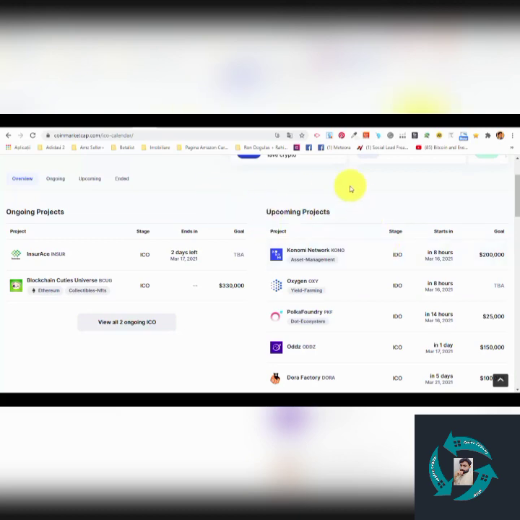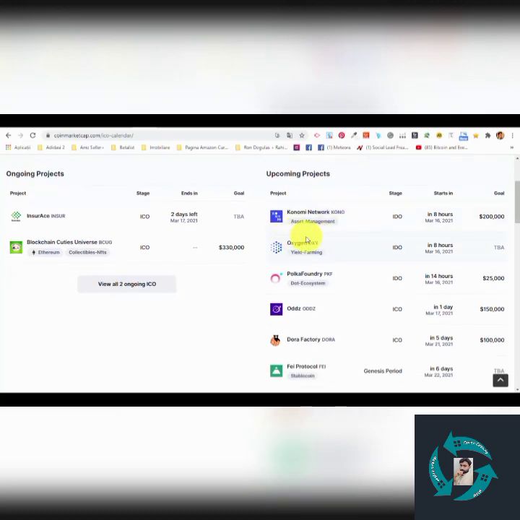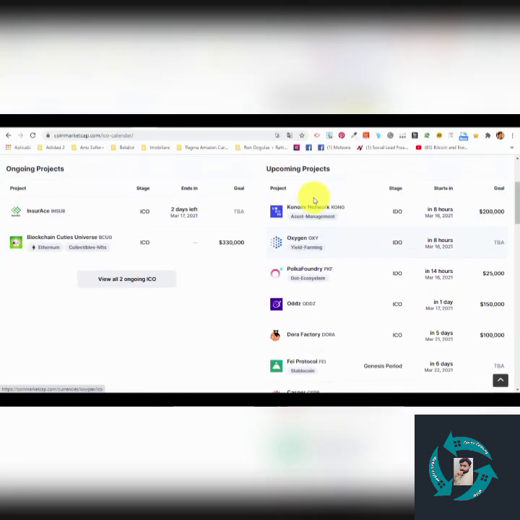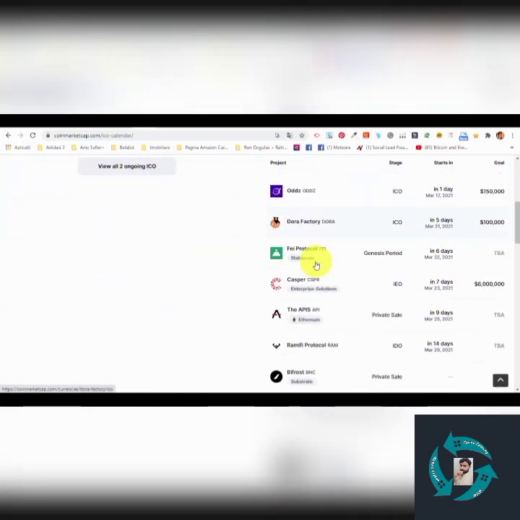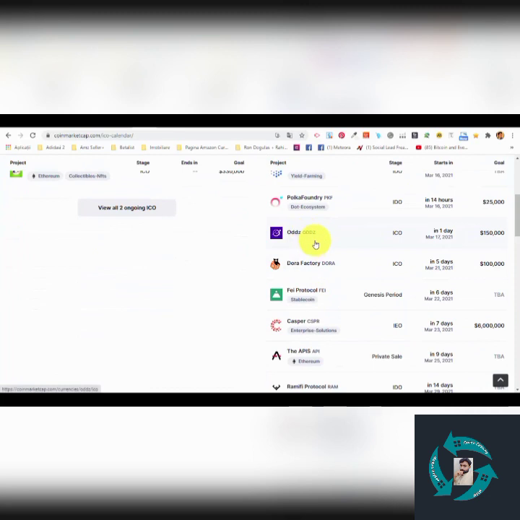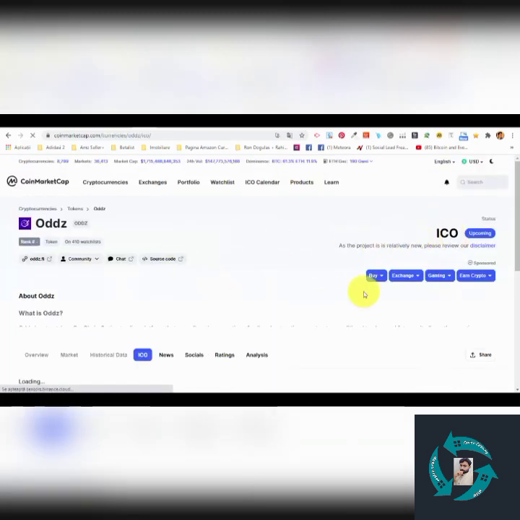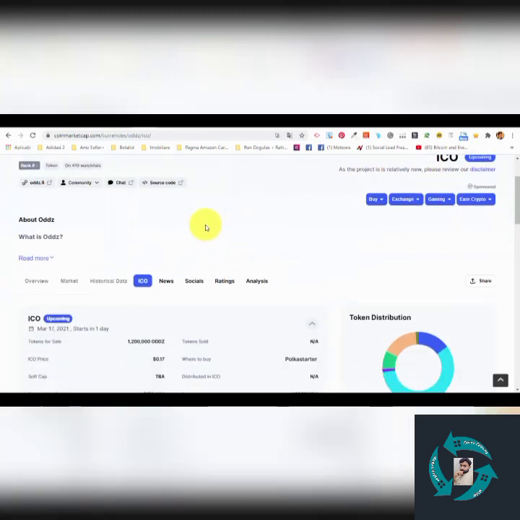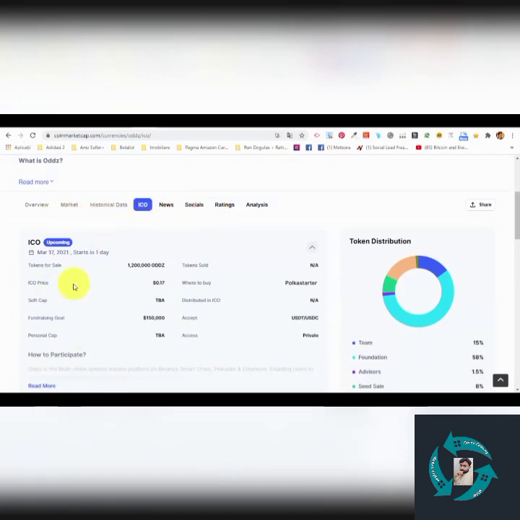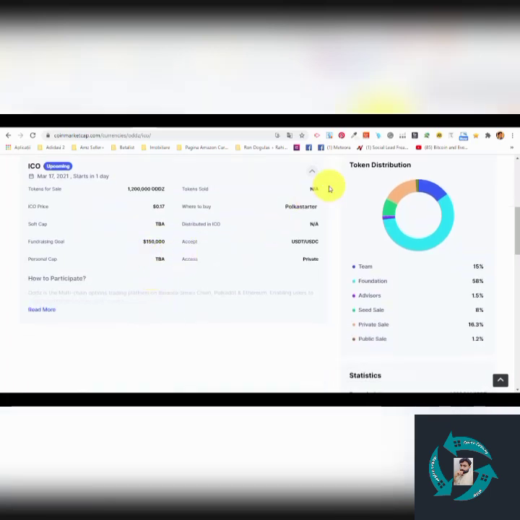And for example, right now you can see the upcoming projects, and there are plenty of them here. What you have to do is click on one of the projects. This one starts very, very soon, and you can see data about the ICO price, the cap. So basically this is the soft cap. It's like a minimum amount that they want to get raised. Fundraising goal, they want to raise $150,000. Personal cap, and so on.